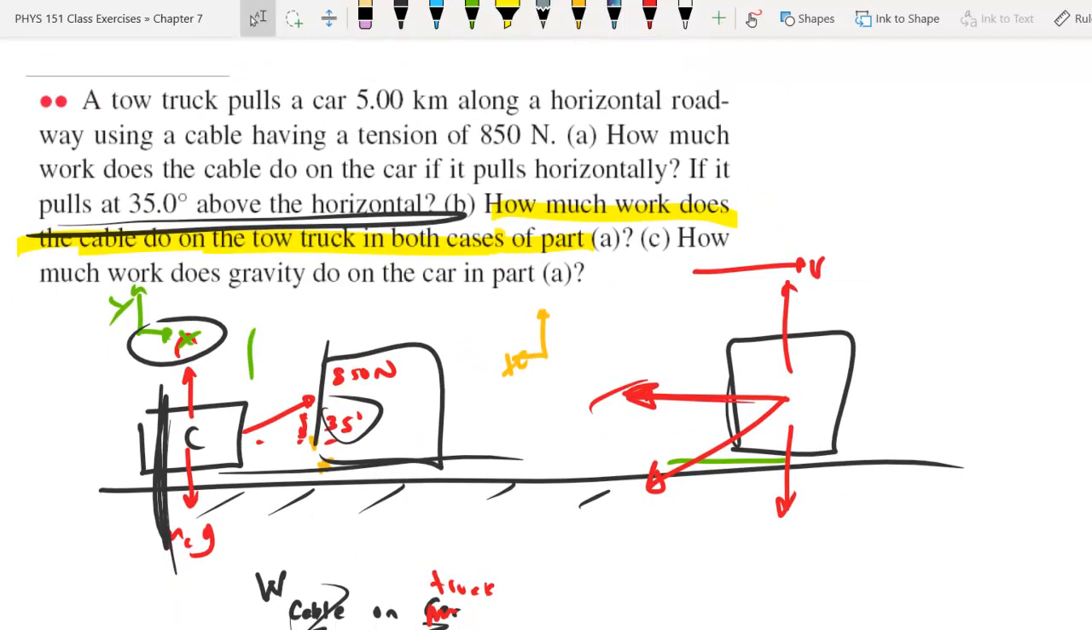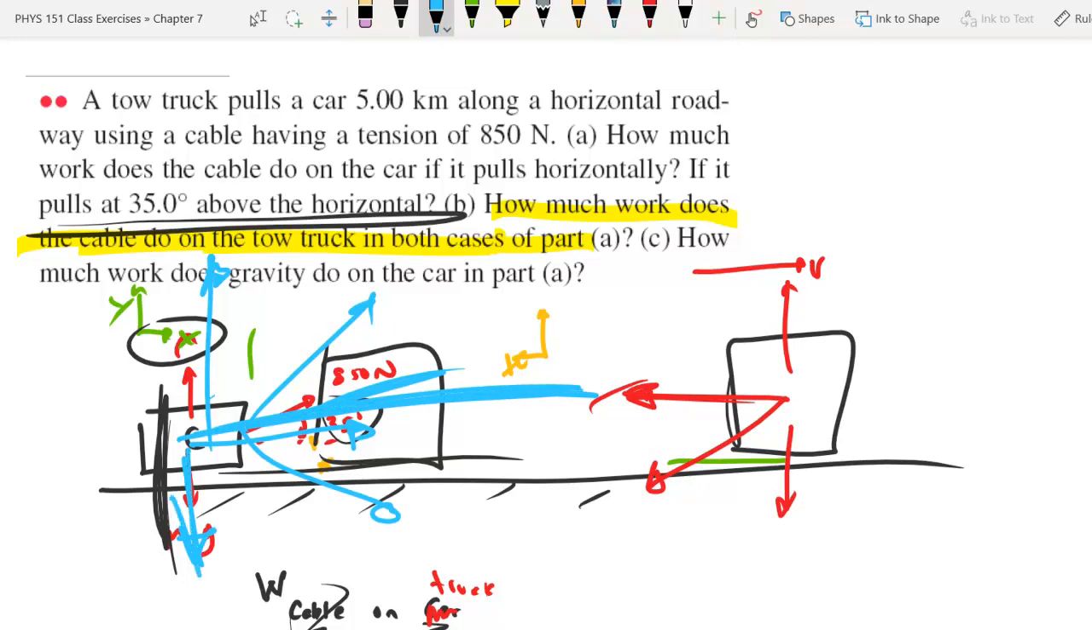And then part C asks, how much work does gravity do on the car in part A? Same amount of work that gravity does on the truck in part B. If gravity is acting down and my displacement is this way, regardless if that's pulling up at an angle or down at an angle or horizontally, or even if the tension is pulling like this, in which case there wouldn't be any displacement. If my displacement is off to the right, but my gravity force is down, no work is going to be done, right? Because there's no component of the force in the direction of displacement, right?